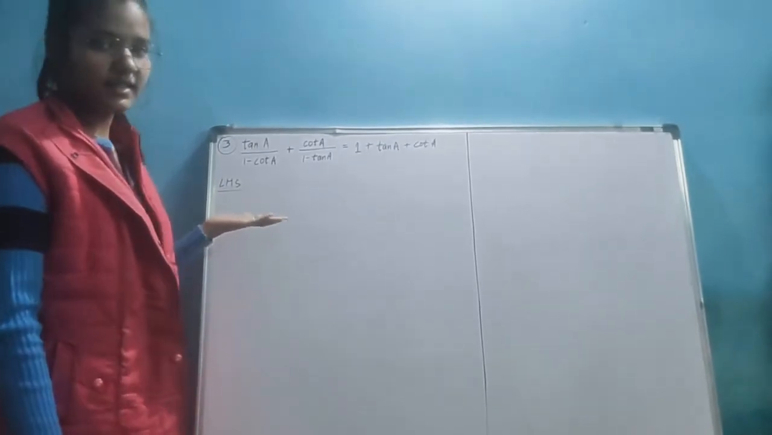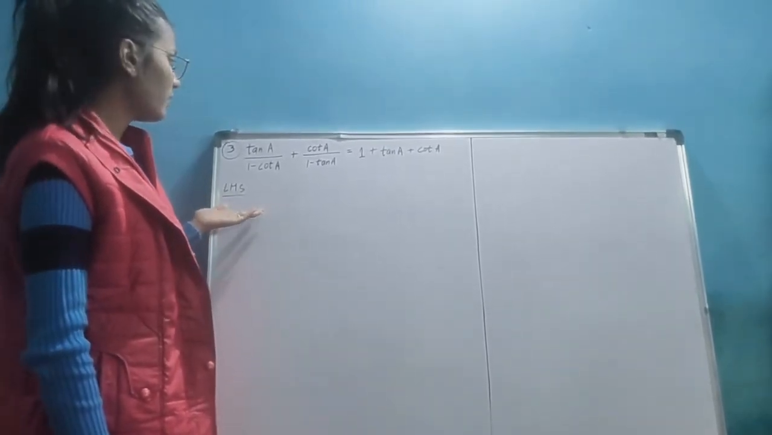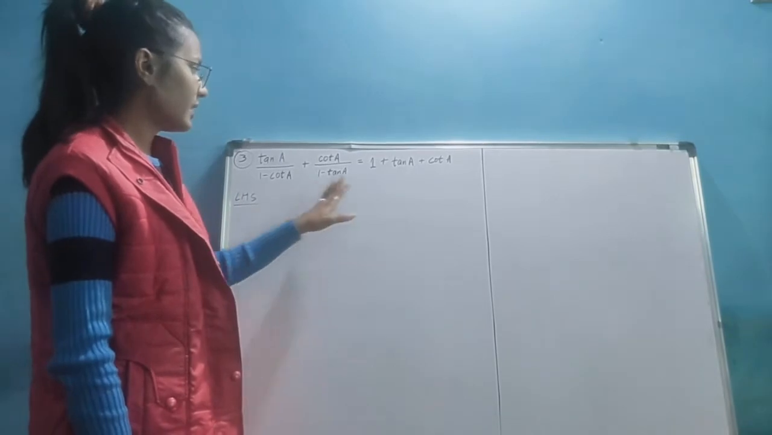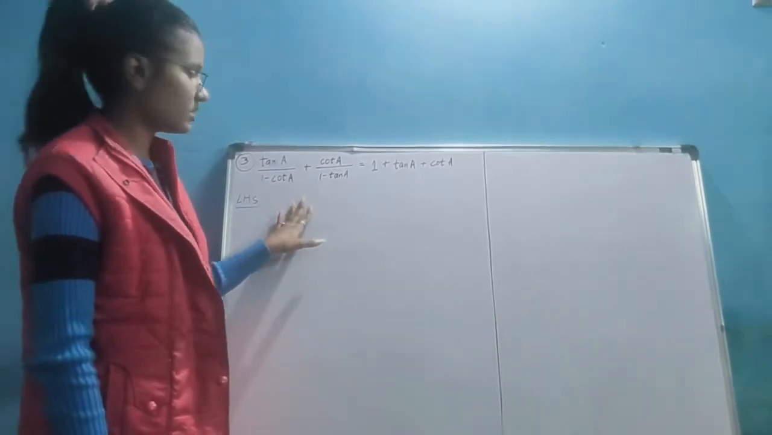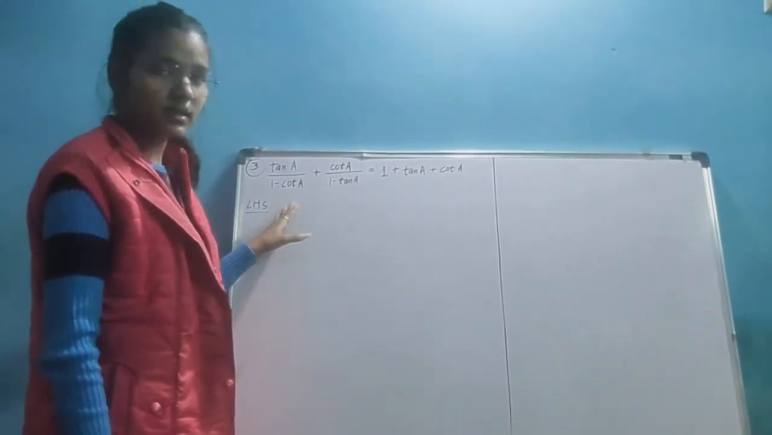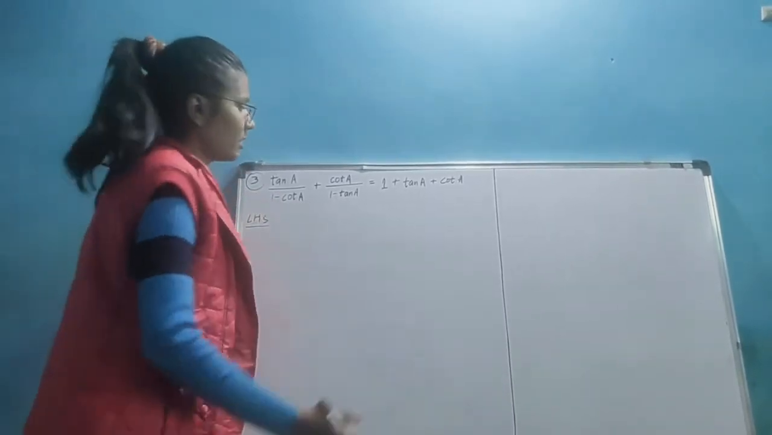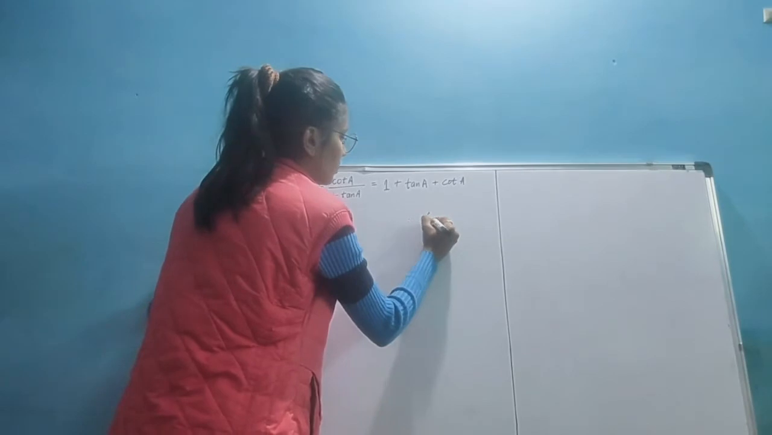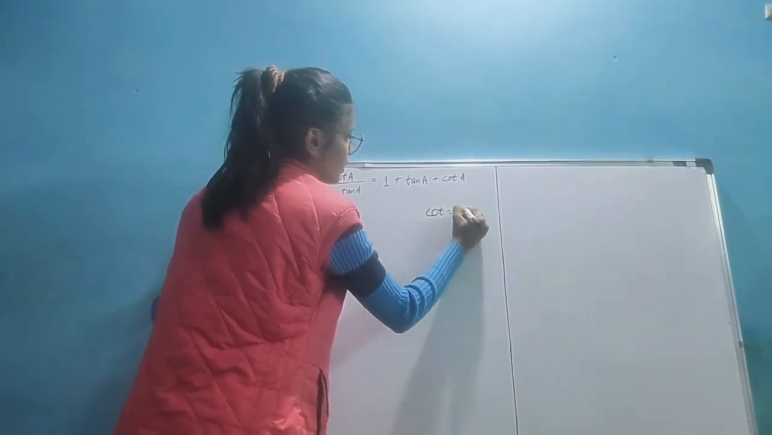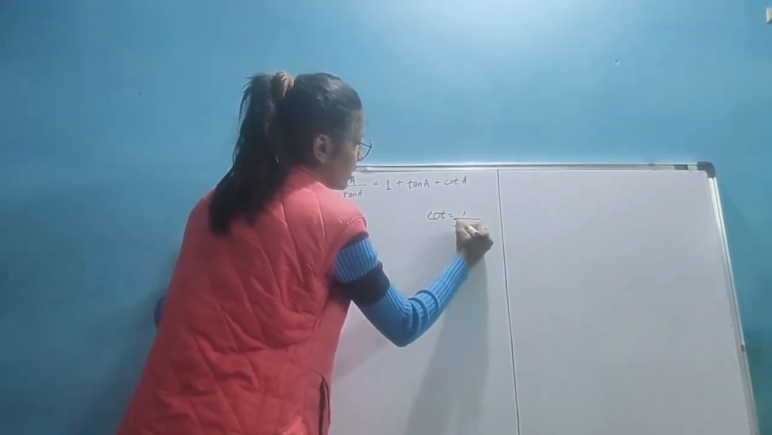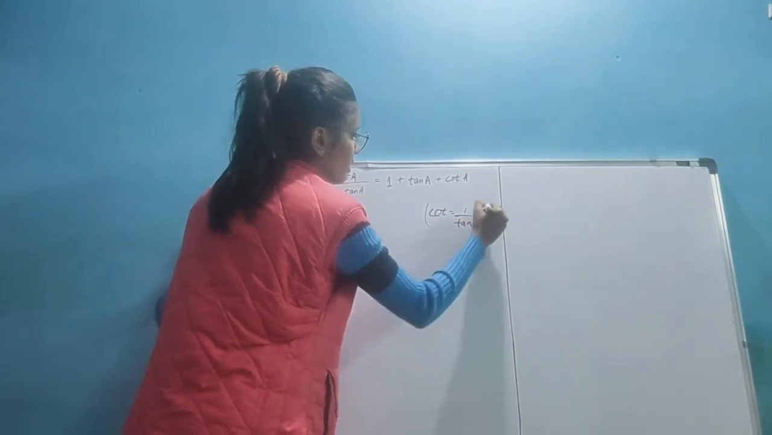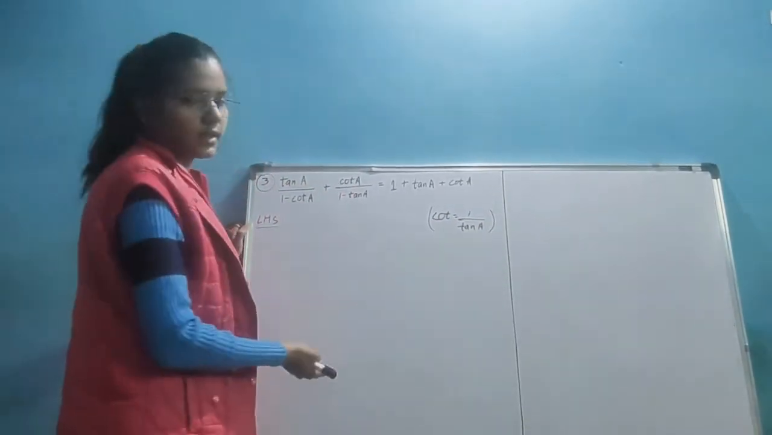So the third and the last question is from trigonometry, where we have to prove that these two sides are equal to each other. I am going to solve the left hand side by converting the cot A into tan A, because we know that cot A is equals to 1 upon tan A. By using this, we will solve the whole question.